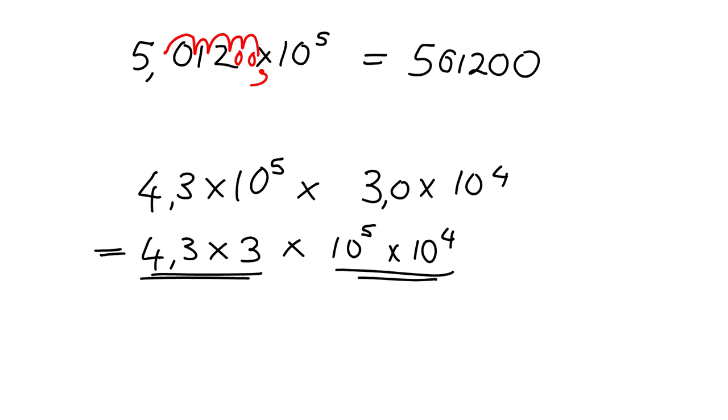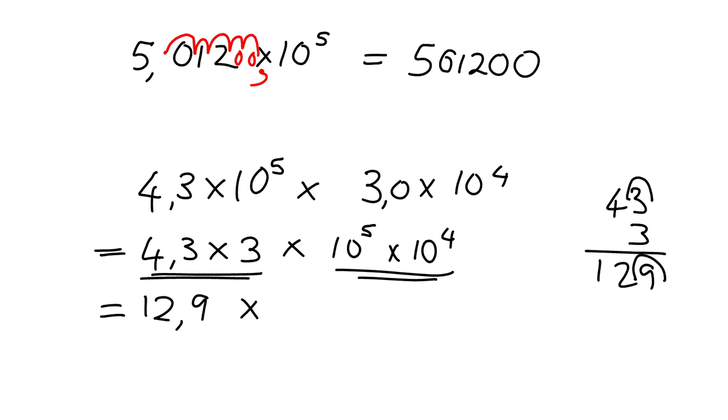So what's 4,3 times 3? We need to remember how to multiply decimals. We cheat and just say 43 multiplied by 3. 3 threes are 9, 3 fours are 12, so we get 129. But the number was meant to be 4,3, so we cheated once that way. When we get to our answer, we must make up for the cheat by bringing the comma back in, and we get 12,9. Now, 10 to the 5 times 10 to the 4, your rules of exponents tell you that's 10 to the 5 plus 4. So we get our answer as 12,9 times 10 to the 9.